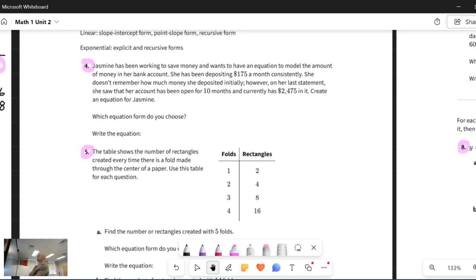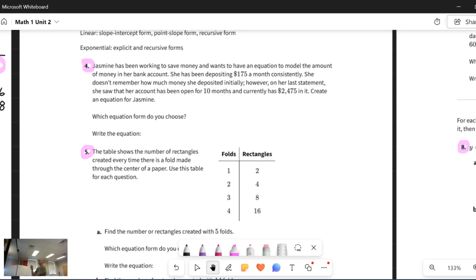So when we look, Jasmine has been working to save money and wants to have an equation to model the amount of money in her bank account. She's been depositing $175 a month consistently. So she's putting the same amount in every time. She doesn't remember how much money she deposited initially. However, on her last statement, she saw that her account has been open for 10 months and currently has $2,475 in it. Create an equation for Jasmine.